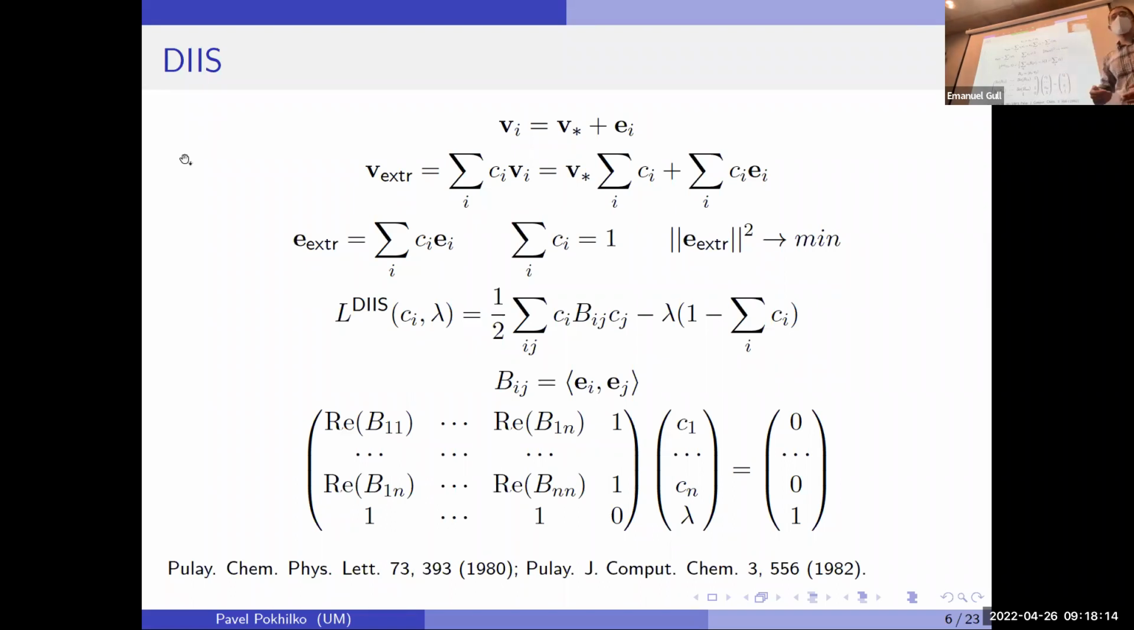And the DIIS is formulated as an optimization problem that minimizes the squared norm of this extrapolated error. How it is done mathematically, we use Lagrange multipliers, where we write down this squared norm as a quadratic form, depending on overlaps, and this constraint is built into the Lagrangian with a Lagrange multiplier. And then we can take the derivative of this Lagrangian, equate it to 0, and obtain this set of equations.